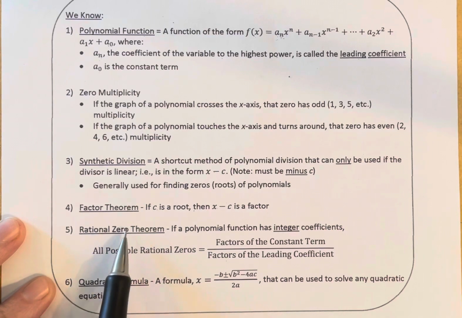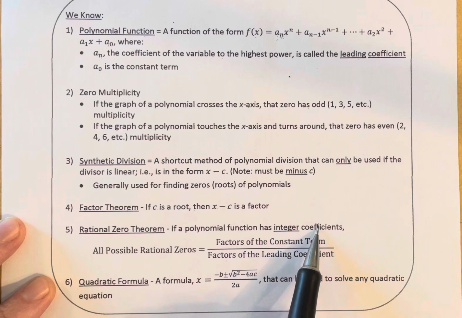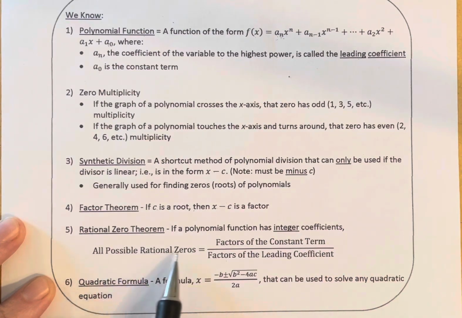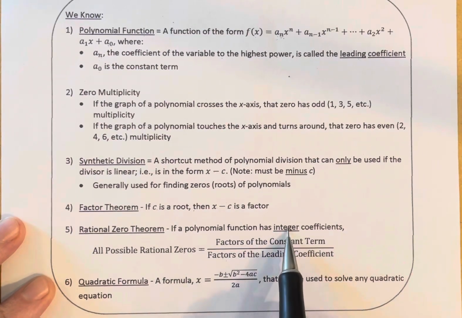We know the rational zero theorem. If a polynomial has integer coefficients, then all possible rational zeros are found by listing all the factors of the constant term and dividing them by all the factors of the leading term. If there are rational zeros, they will be found in here, and again, focus on the integer coefficients.